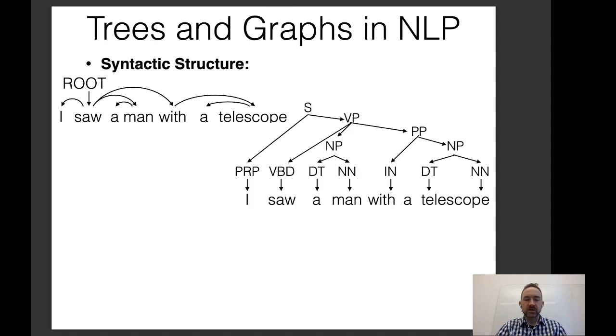Another example of a syntactic structure would be a phrase structure tree, which specifies the different phrases in the sentence. So for example, this is specifying that "with a telescope" is a prepositional phrase.